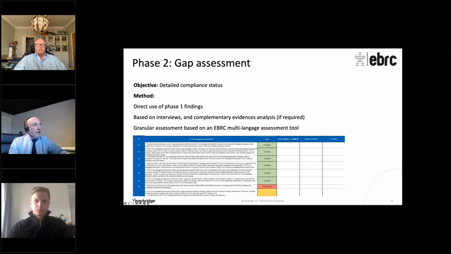So what we do at EBRC, we have a very first phase, which is establishing and analyzing your context, and then the core of the engine is phase 2, the gap assessment. So we need to understand in a very precise way what you did in terms of disaster recovery plan, business continuity plan, information security, and we have to be very granular because the assessment is based on a tool, but that's based on interviews, and we need to have some justification with evidences.